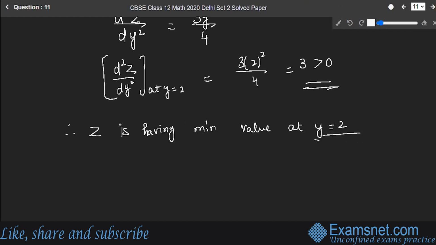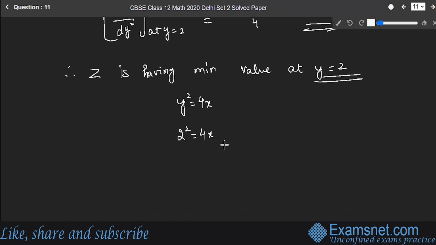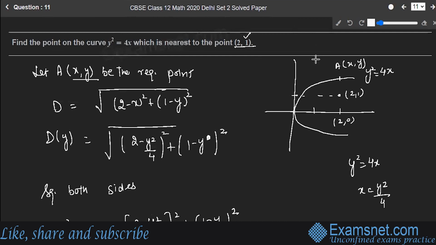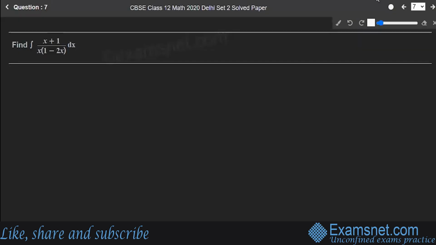So we got our point. For that point, y is equal to 2, and we had the curve as y square is equal to 4x, which means 2 square is equal to 4x, or x is equal to 1. So the required point is 1, 2. This is the answer to the question. Hope you understood that. Let's move to the next question.